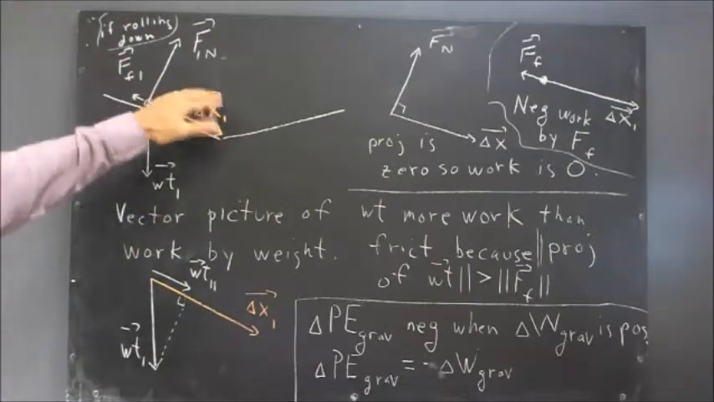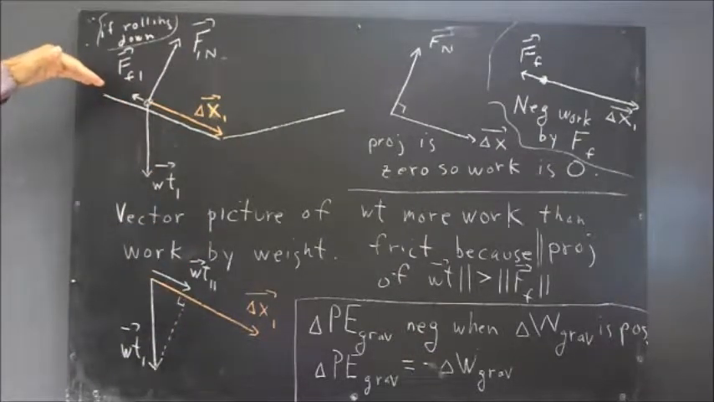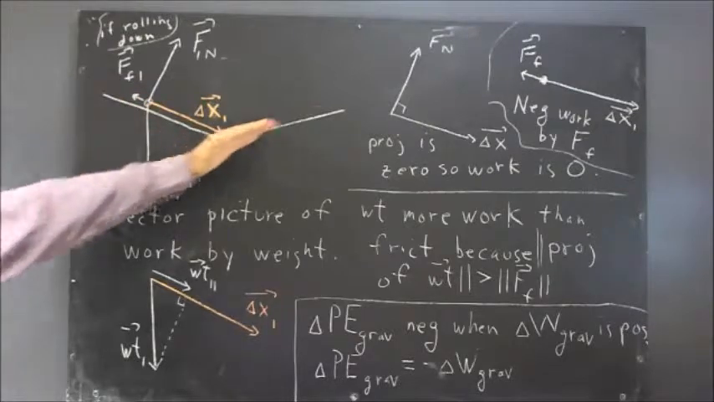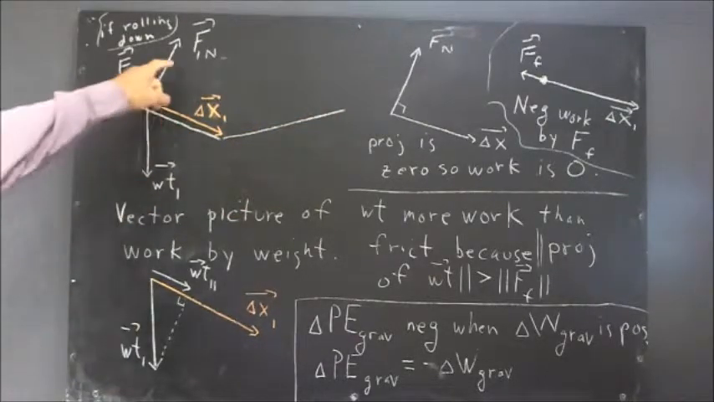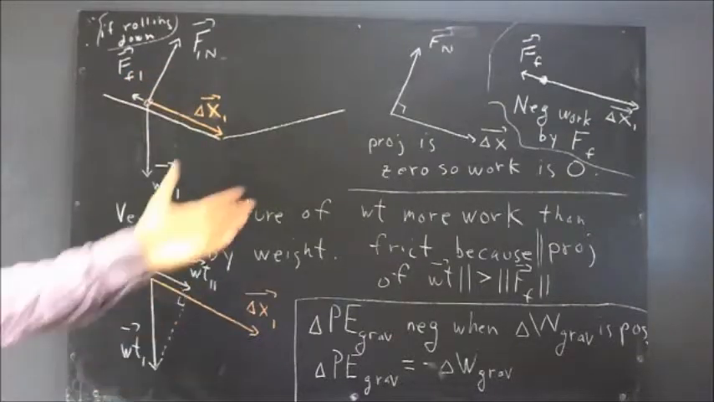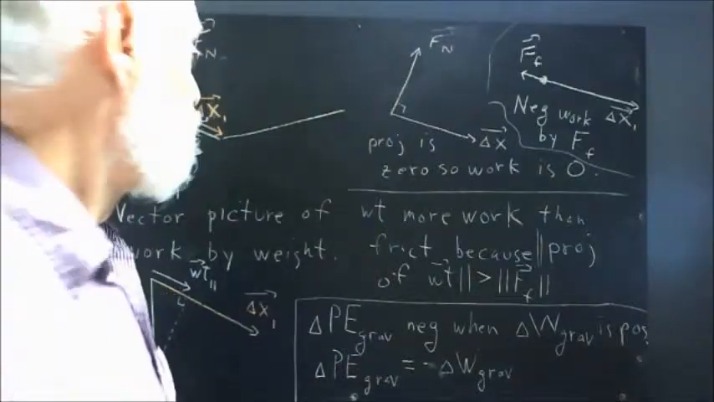Now this represents the forces and displacement on the first ramp. Remember that we're dealing with a situation where a ball is going down one ramp and up the other. Right now we're only talking about the first ramp. What about the work done by the normal force? Well, the work done by the normal force can be depicted by another vector diagram.